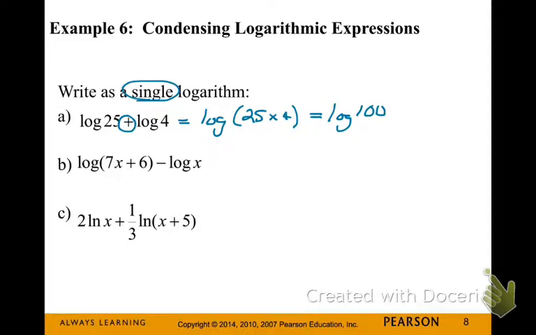But again, if we can simplify, let's go ahead and do so. Remember, if there's not a base given, this is base 10, so this would be 10 to what power is 100? Well, that would be 2. And so that's just going to become 2.